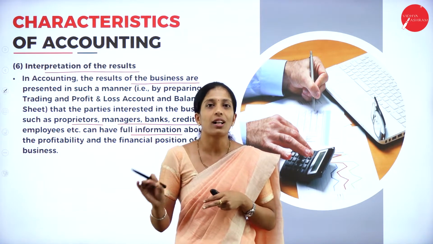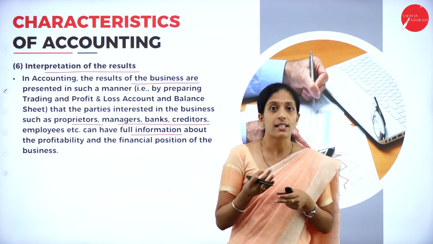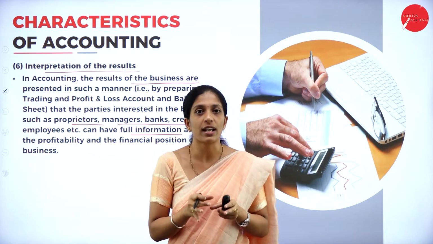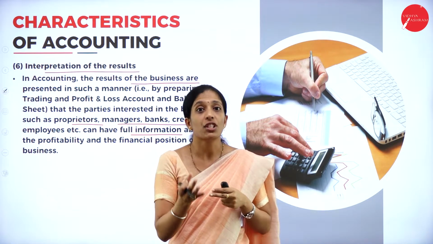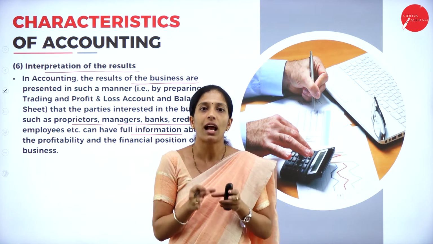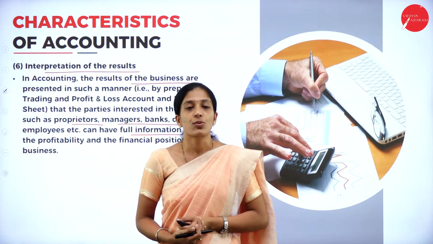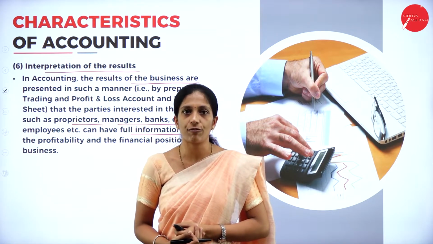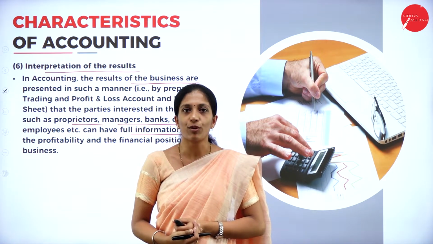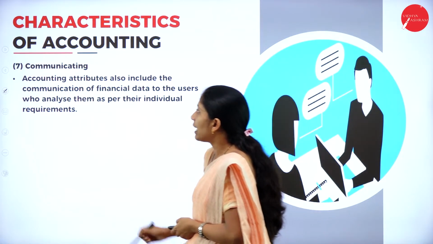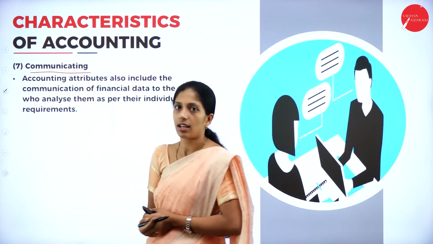So we will delete all the unnecessary items or unnecessary transactions and we are going to keep only the important information. And in order to check that information, we will prepare the trial balance. So till that it was summarizing. So interpretation means what? Presentation of accounting information in the form of trading profit and loss account as well as balance sheet. Now coming to the last stage, that is communicating.